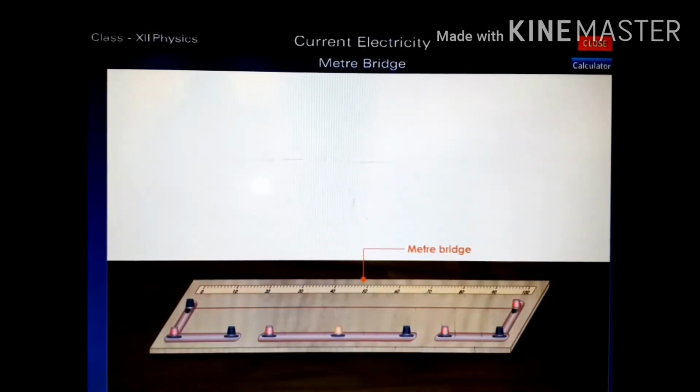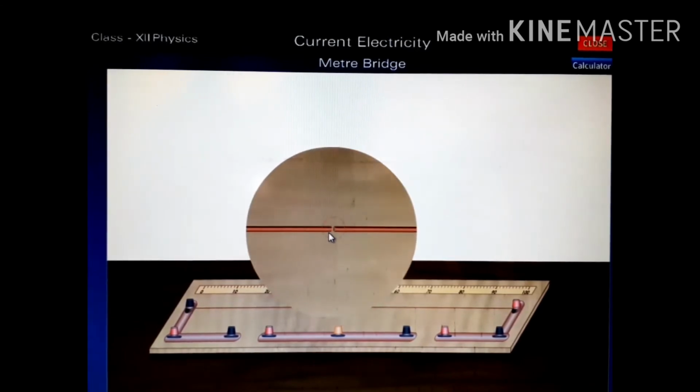This is the meter bridge. It consists of two L-shaped plates and one metallic strip. The strip is placed in between the two L-shaped plates so that two gaps are formed. It consists of a thin uniform wire having a uniform area of cross section.